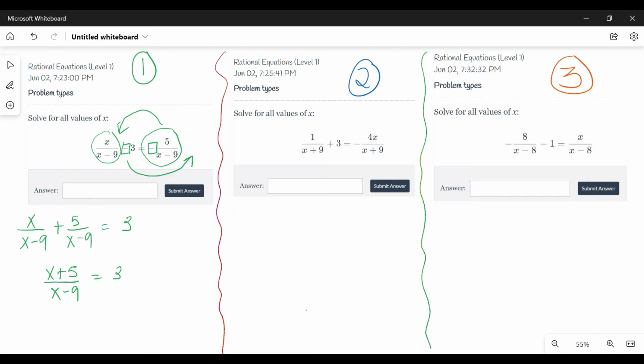Now this 3 is technically 3 over 1. So now we have what's called a proportion. Therefore, we could cross multiply, aka the butterfly method. Alright, so 1 times x plus 5 will just be x plus 5 because 1 times anything is itself. And then 3 times x minus 9, we have some distribution to do right here. So x plus 5 will be equal to 3 times x, that's 3x. 3 times negative 9, that is negative 27.